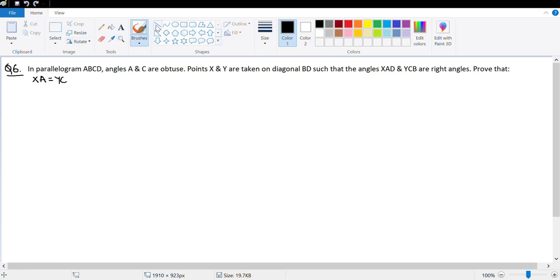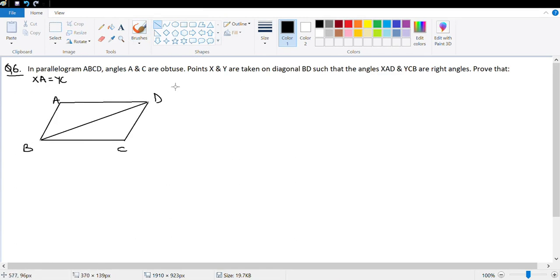So let's draw a rough diagram of the parallelogram. Let's say this is one side, this is the other side, this is our third side, and this is the fourth side, and angle A and C are obtuse, which means A, B, C and D. So these are the two obtuse angles, and we have a diagonal BD. So this is diagonal BD.